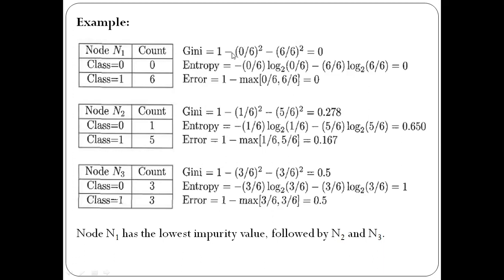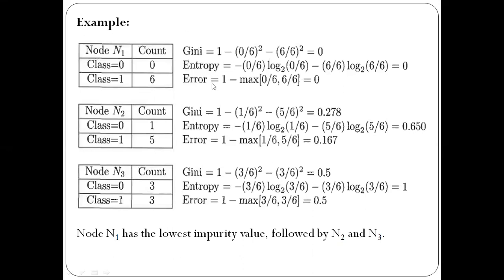So this first term we will get by considering the square of the fraction of records that belong to class 0. That is 0 records out of 6 records belong to class 0. So 0 by 6 square minus, 6 records out of these 6 records belong to class 1, so 6 by 6 square. So 1 minus 0 minus 1 is 0. So the Gini index value is 0.